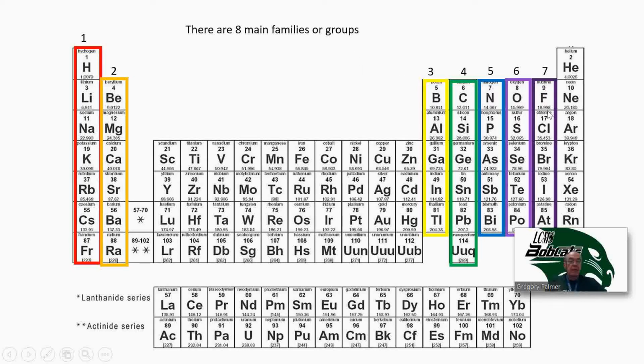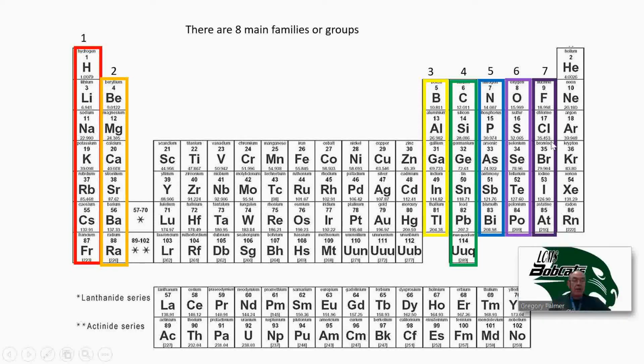Family 7, okay, fluorine, all these are the -ines. Everything in here ends with -ine: fluorine, chlorine, bromine, iodine, astatine. Okay, they all have 7 valence electrons.